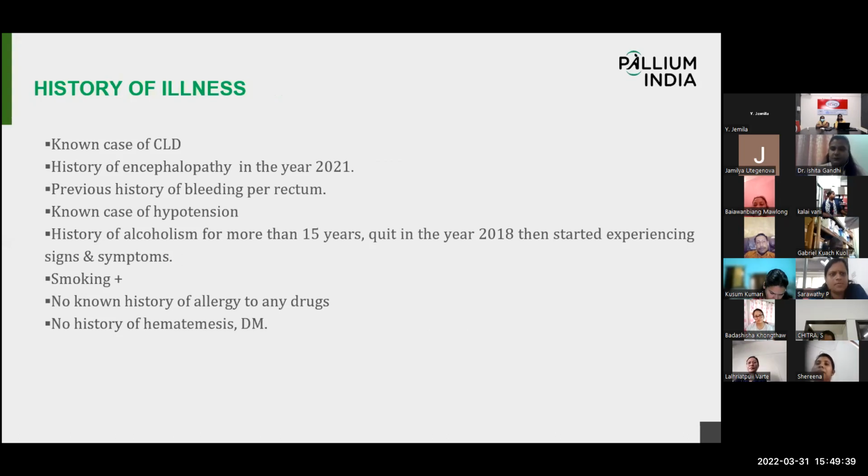2022. The history of illness: he is a known case of chronic liver disease with a history of encephalopathy last year. A previous history of bleeding per rectum also happened, and he is a known case of hypertension and has a history of alcoholism for more than 15 years. He quit alcohol in 2018. He was apparently healthy at that time, but once he quit, he started experiencing signs and symptoms. He is a non-smoker. He had no known history of allergy to any drugs and no history of hematemesis or diabetes mellitus.